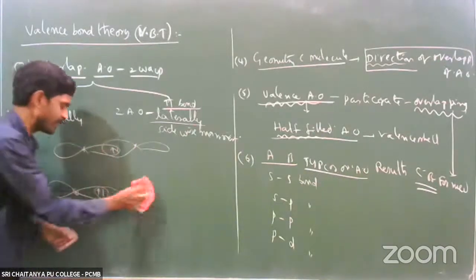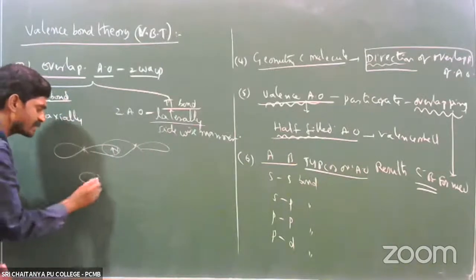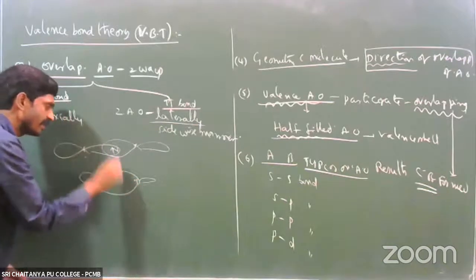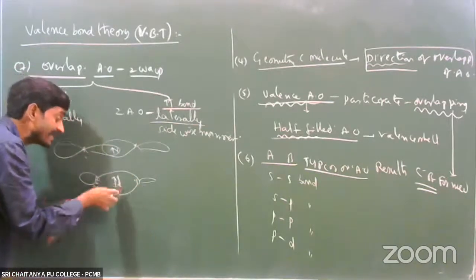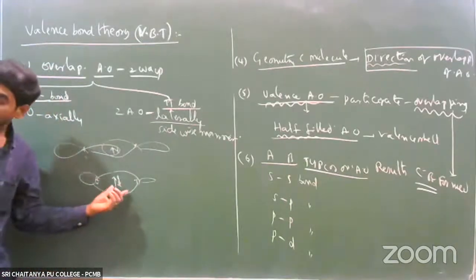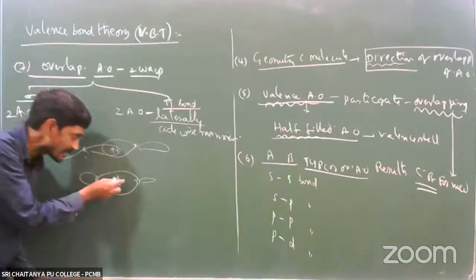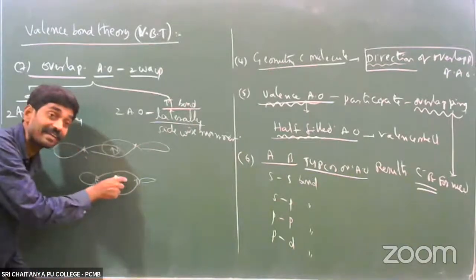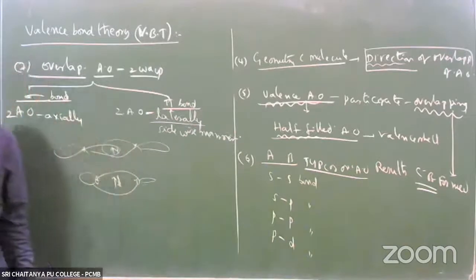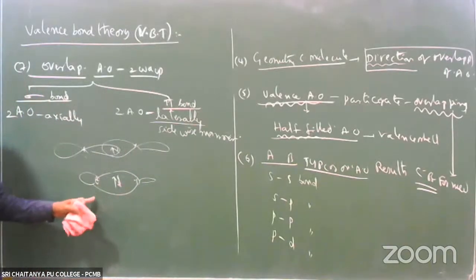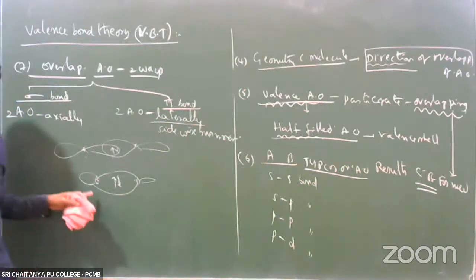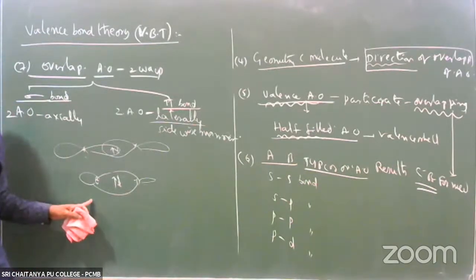So after overlapping, the structure is like this. The overlapped orbitals are like this. Here is the nucleus of this one, and the electrons are freely rotated with the nuclei of both atoms. After overlapping, the electrons are freely rotated here also. Free rotation is possible because of overlapping along the internuclear axis. That's why the sigma bond is a strong covalent bond.